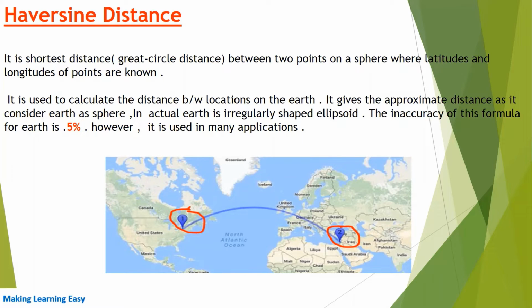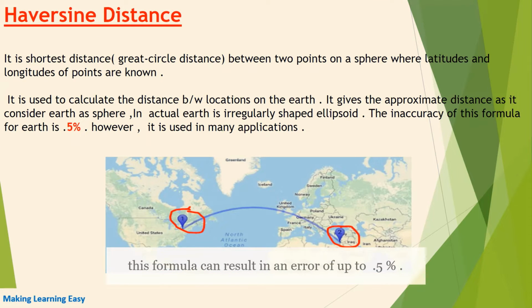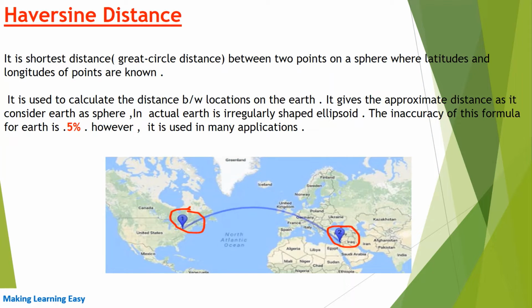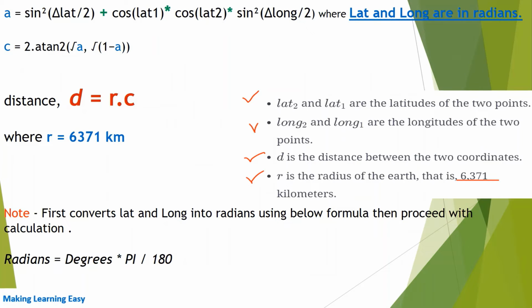This formula gives the approximate distance as it considers Earth as a sphere. In actuality, Earth is an ellipsoid. The inaccuracy of this formula for Earth is 0.5%. Still, it is used in many applications. This is the formula to calculate the Haversine distance.